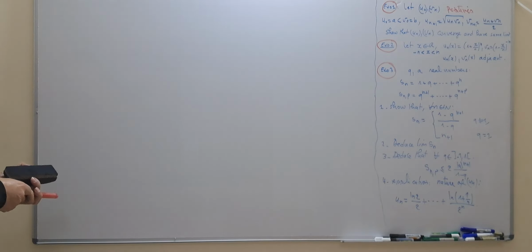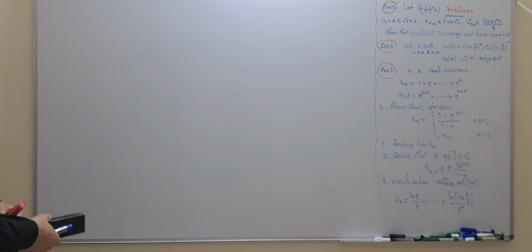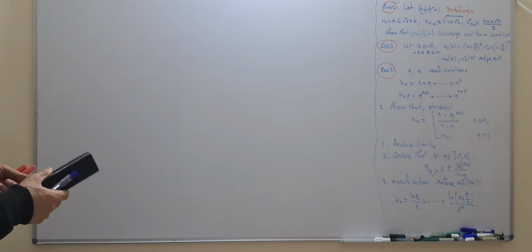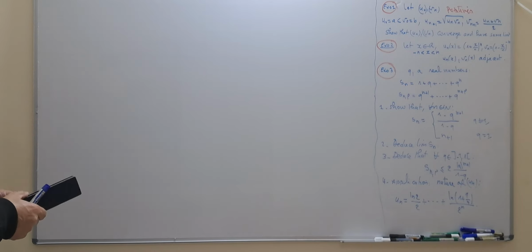We will try to prove whether un or vn are increasing or decreasing. We also try to find a relation between un and vn.